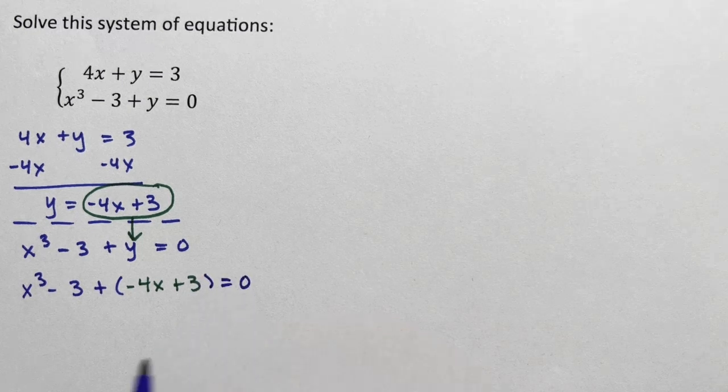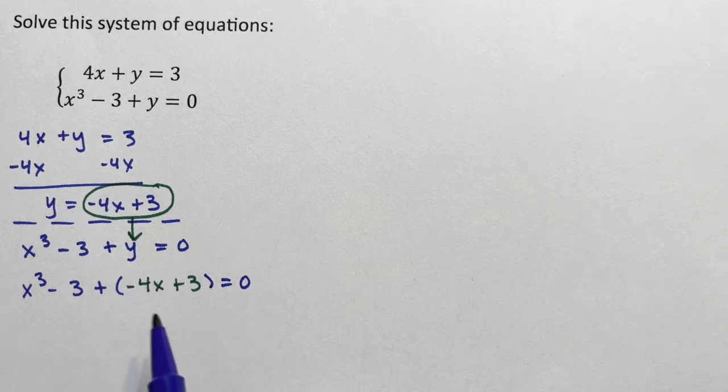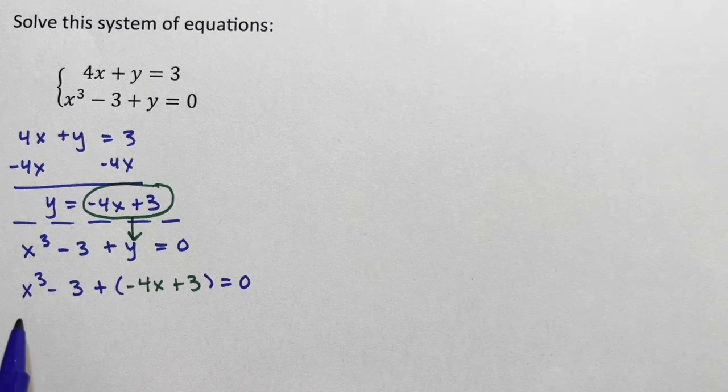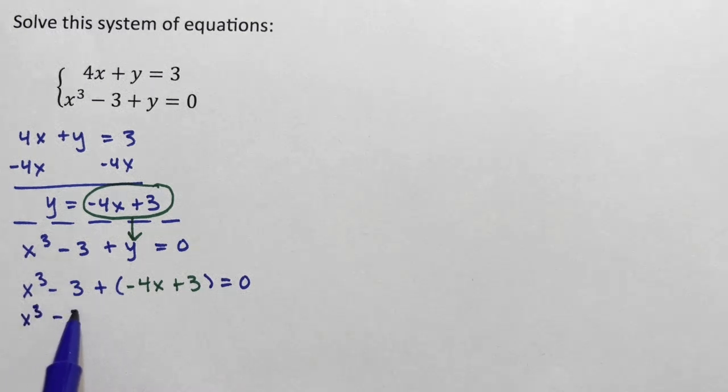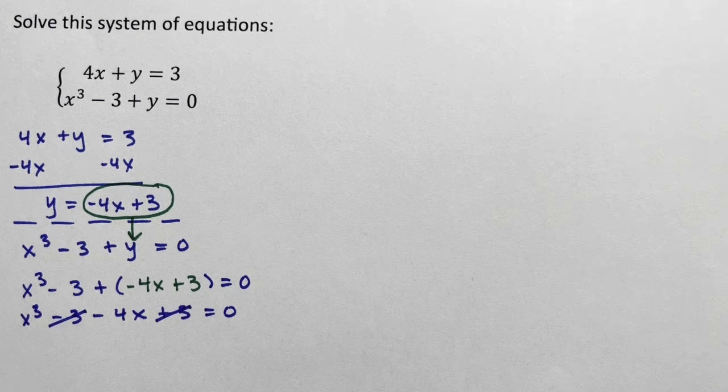equals 0. Now, there's nothing outside this parenthesis, so I don't need to distribute anything in, so the parentheses can just fall away. I can ignore the parentheses at this point because it's just a 1. So I really just have x cubed minus 3 minus 4x plus 3 equals 0. Well, minus 3 plus 3, they cancel each other out. So I have x cubed minus 4x equals 0.